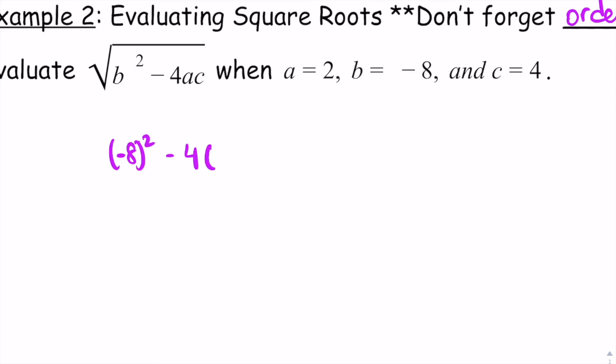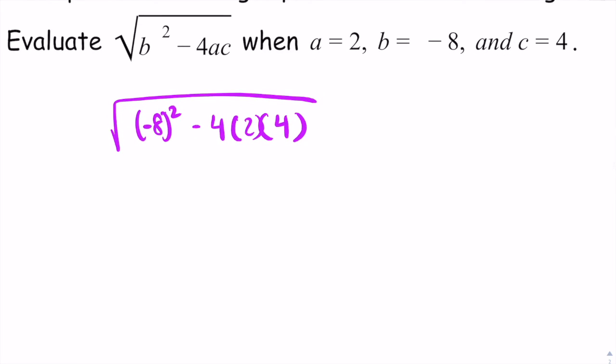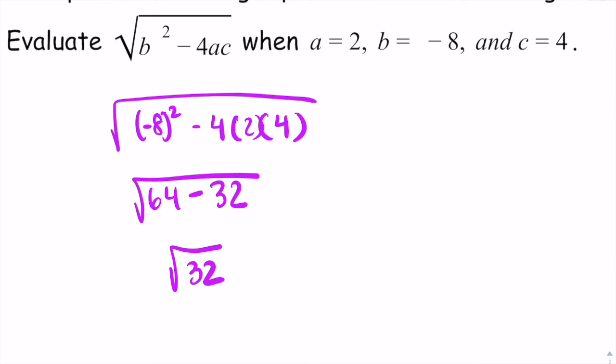Negative 4, times 2, times 4, square root of all this. All right, now let's simplify the inside. -8 squared is 64. Minus, if I were to do that, I get 32. 4 times 2 is 8, times 4 is 32. Don't forget the square root symbol. Okay, now I have to figure out the square root of 32.